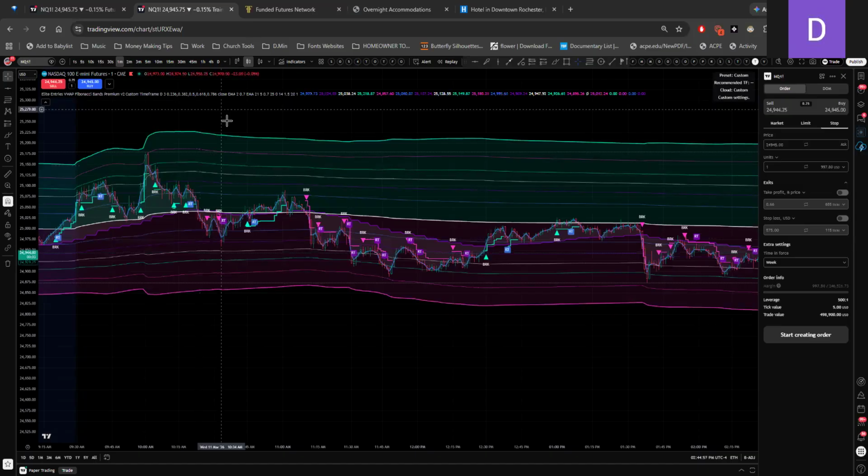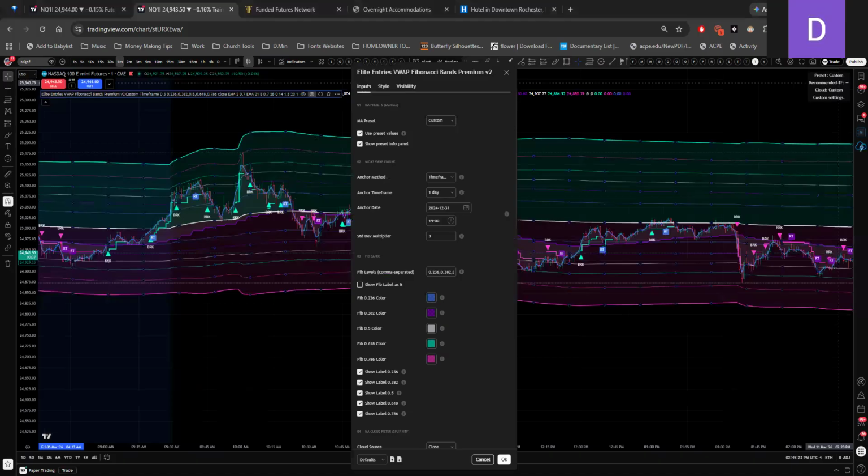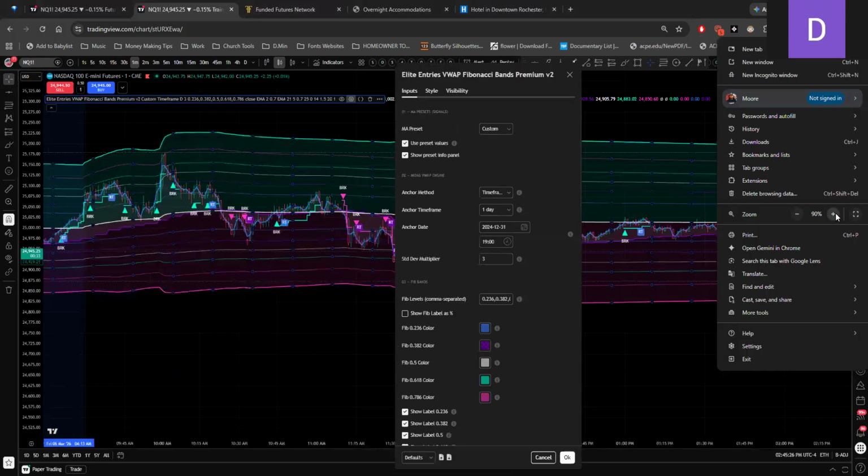All right, guys. So I'm going to cover the VWAP Fib bands. When you first open up your chart, it's going to look like this. So we have to do some cleaning up. We're going to cover the settings first, and then we're just going to walk our way through. So let me zoom in some to make it better so you guys can see better.